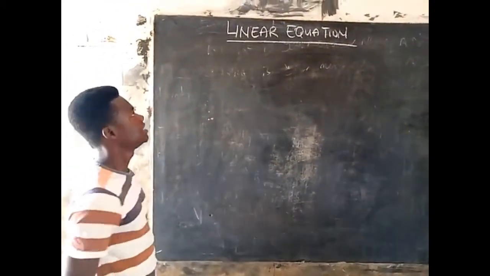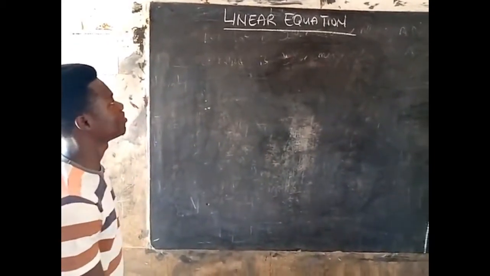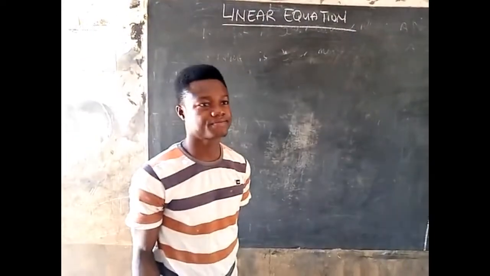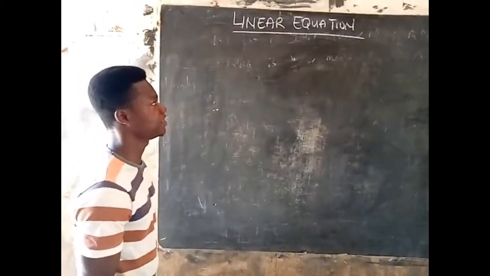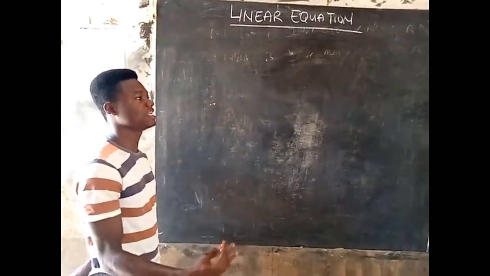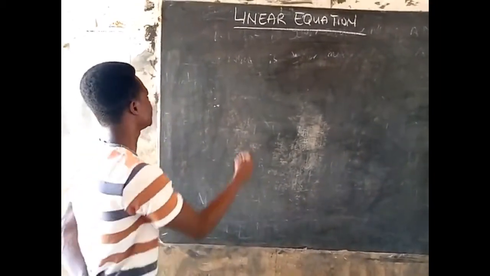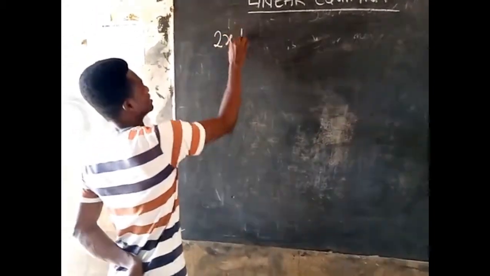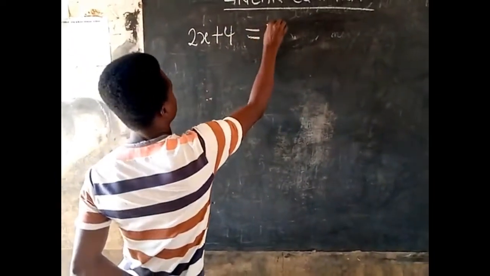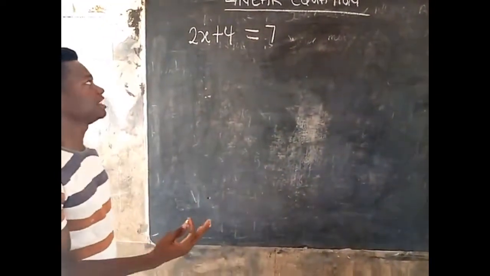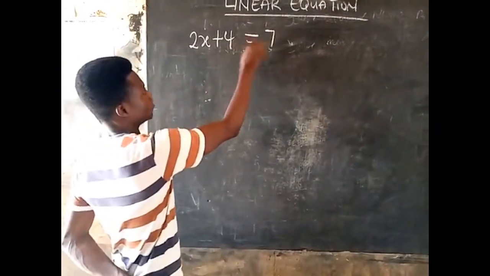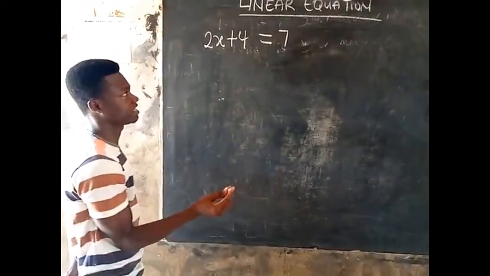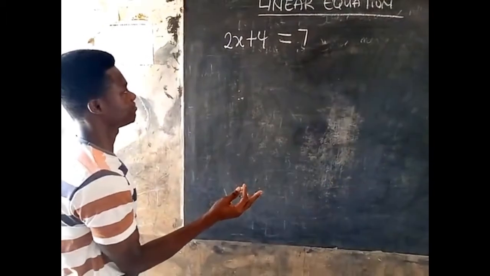A linear equation is a mathematical statement involving an equal sign. Whenever you see any mathematical statement involving an equal sign, it is an equation. Let's take an example: 2x + 4 = 7. This is an example of a linear equation because of the equal sign. It is a mathematical statement involving an equal sign, so we call this an equation.